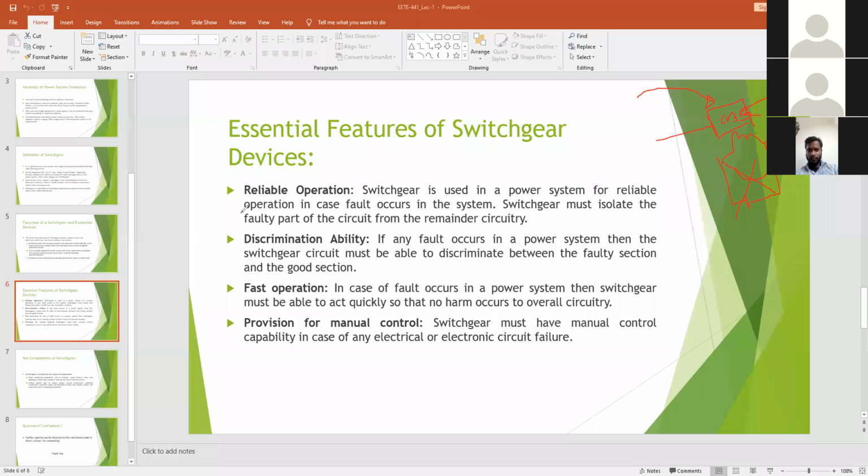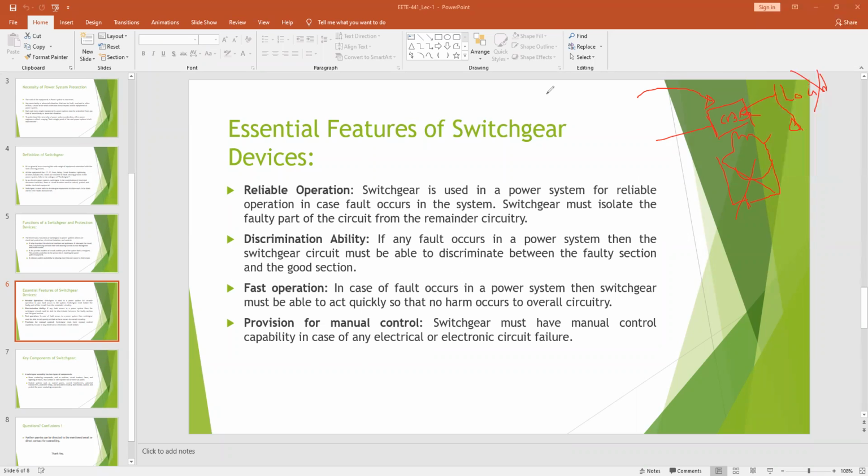Sir, what makes damage to the switchgear itself? Say it again clearly. Sir, for example, we understand that if our system is damaged, we have to use switchgear. So what happens if a circuit breaker or any switchgear device has damage, and what makes damage to the circuit breaker? We will discuss those things. Any other issues?